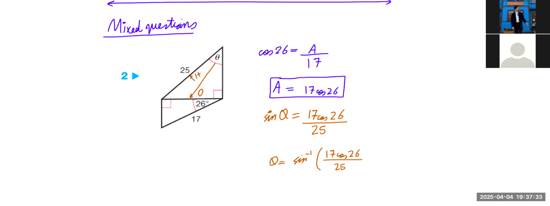So now you can just put that all in the calculator, but be very careful with the brackets. Because if you write 17 times cosine 26 divided by 25, your calculator is going to think you're saying this, basically. So make sure you put brackets here. Very, very careful.